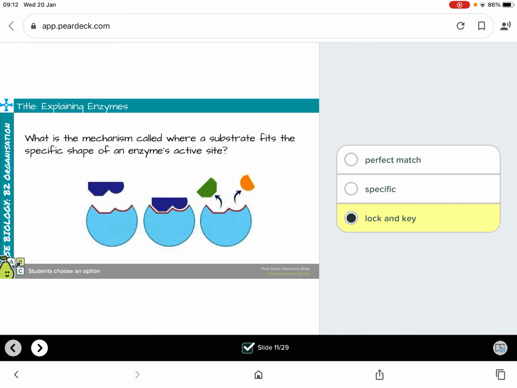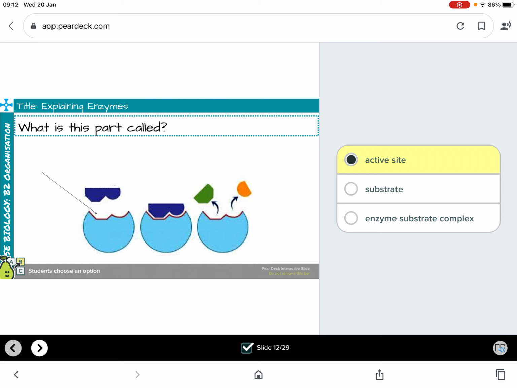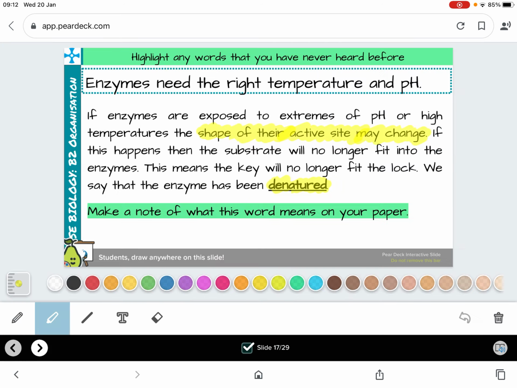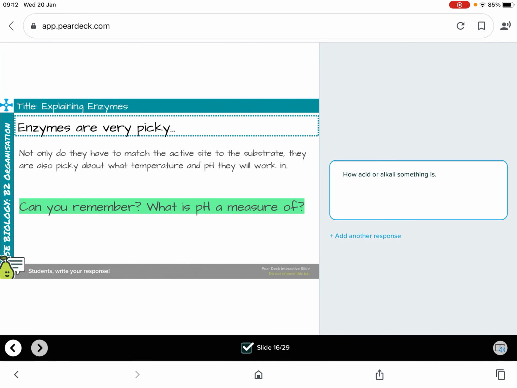What is the mechanism called where the substrate fits the specific shape of an enzyme's active site? It was called the lock and key. What is this part highlighted in red called? The active site. What is this part called? That was the substrate. What is this part? That was the product. And what is this light blue part? That was the enzyme. So if you label that diagram, then that should be perfectly fine.